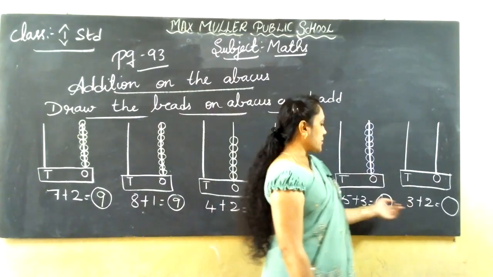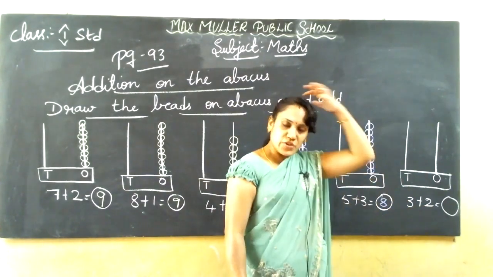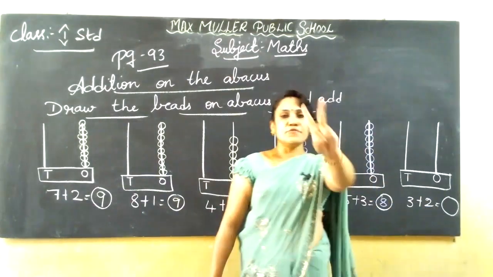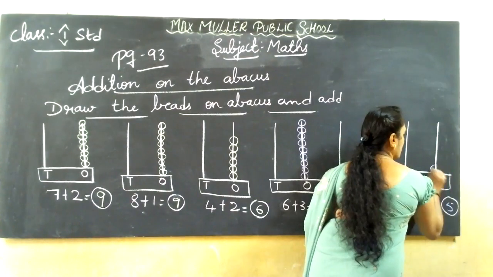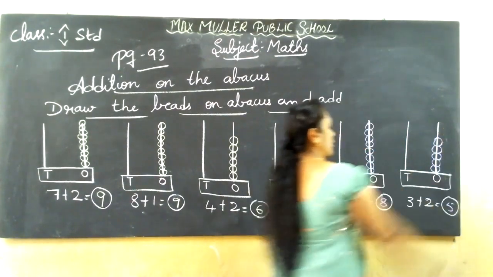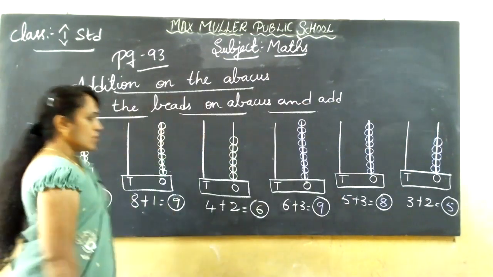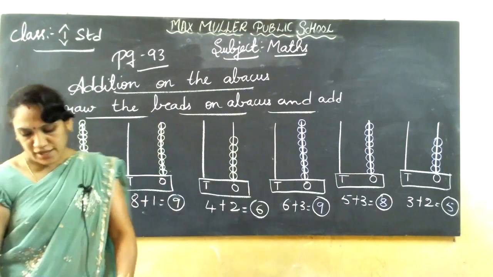One more time I will explain for you. So 3 in the mind, 2 in the finger. 3 plus 2 they are given. 3 in the mind, 2 in the finger. After 3, 4, 5. Draw here 5 beads. 1, 2, 3, 4, 5. 5 beads. Okay.